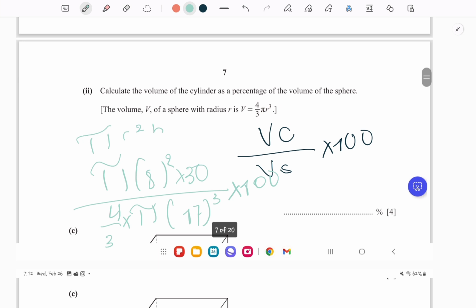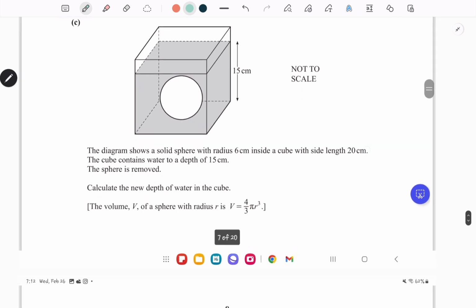If you put it on the calculator, and don't forget to multiply by 100, you will get an answer of approximately 29.31%.